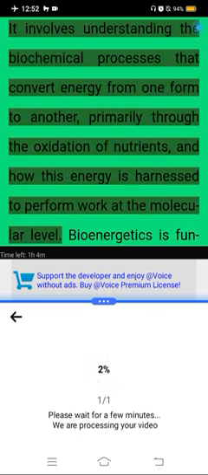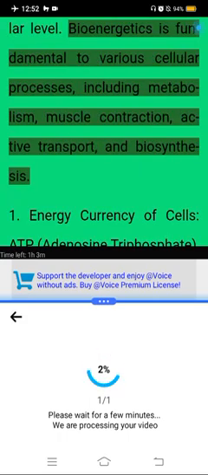It involves understanding the biochemical processes that convert energy from one form to another, primarily through the oxidation of nutrients, and how this energy is harnessed to perform work at the molecular level. Bioenergetics is fundamental to various cellular processes, including metabolism, muscle contraction, active transport, and biosynthesis.